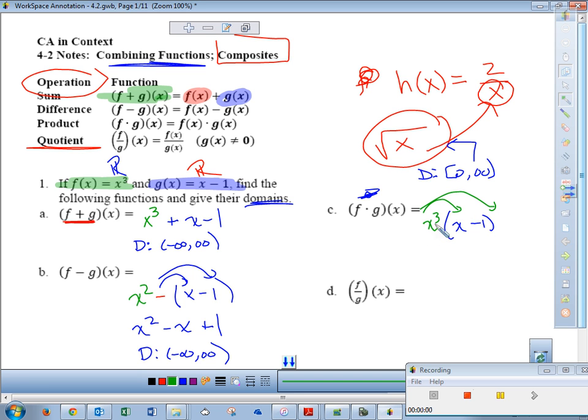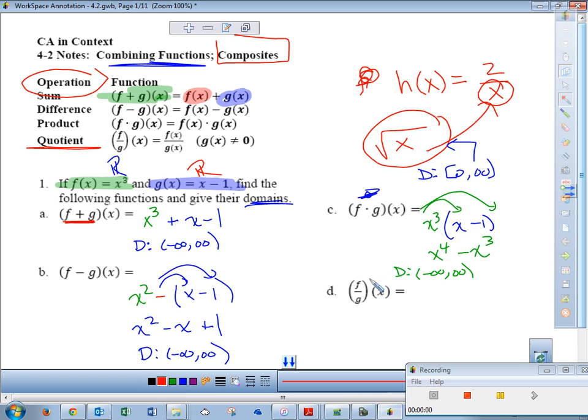Do a little distributive property. X cubed times x is x to the fourth minus x cubed. Again, domain, I was allowed everything to start with. Now look at this. Am I still allowed everything? Yeah, there's no x's downstairs anymore, and there's no even roots. So we're still good with this new difference function.